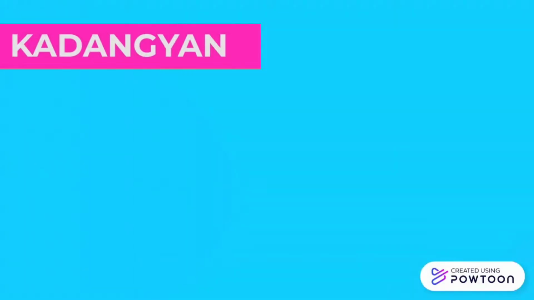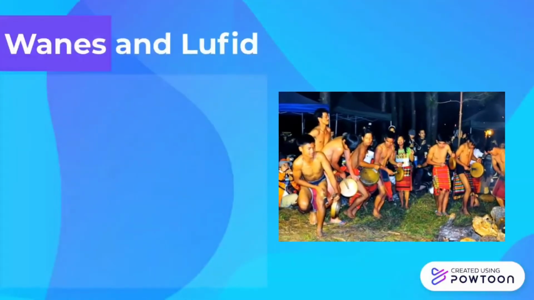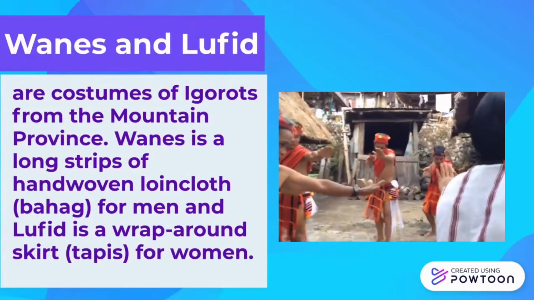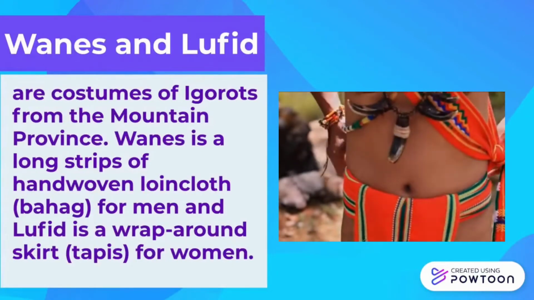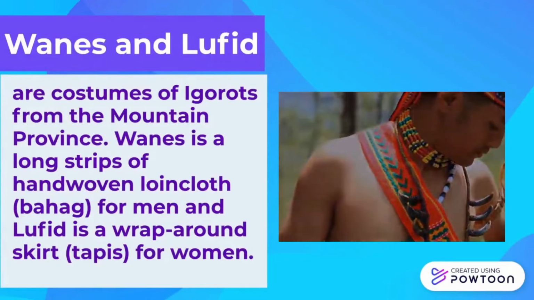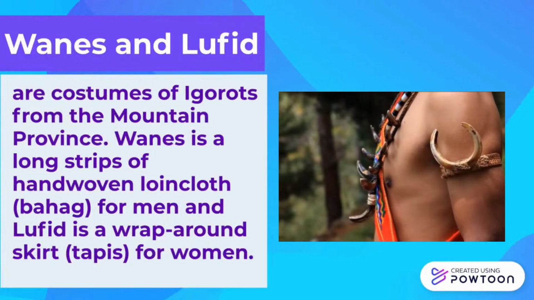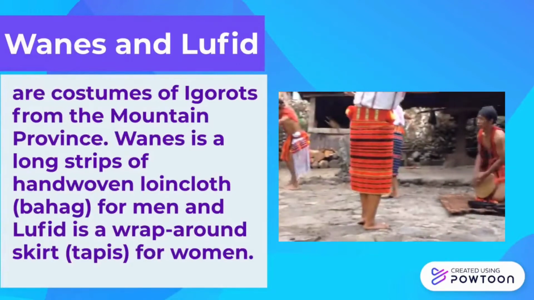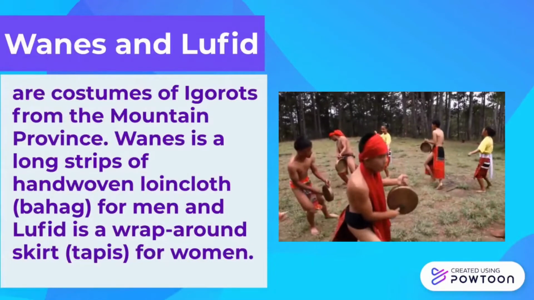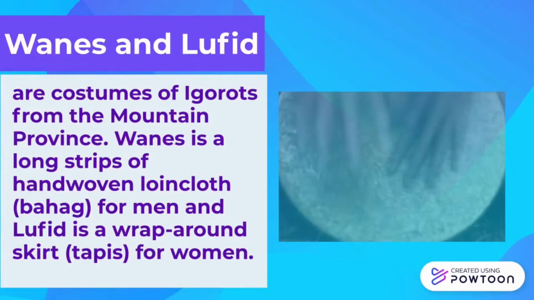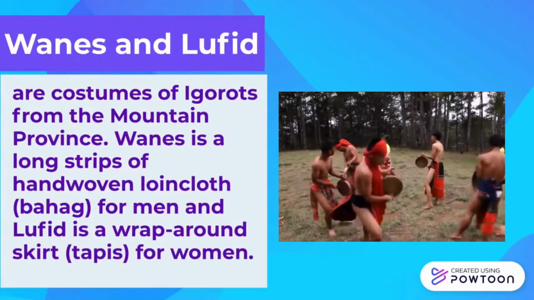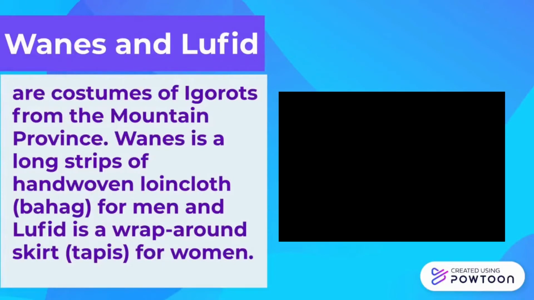And now, let's study wanes and lufid. Wanes and lufid are costumes of Igorot from the Mountain Province. Wanes is a long strip of hand-woven loincloth or bahag. And lufid is a wraparound skirt or tapis for women. These cloths mirror the personality of every Igorot and reflect their culture and tradition, for example, religious practices and rituals.